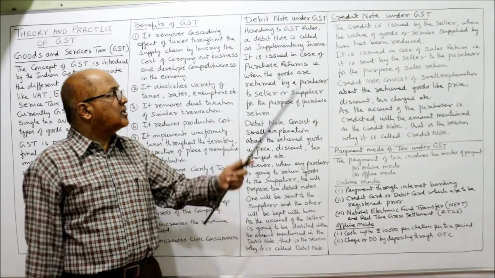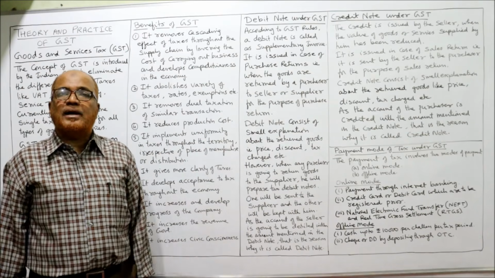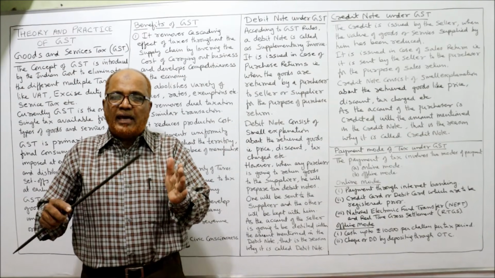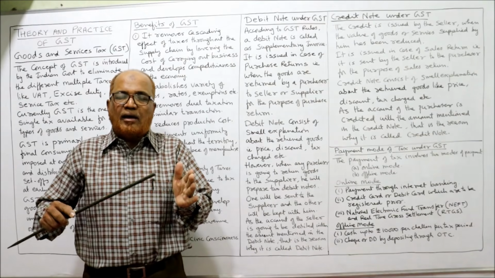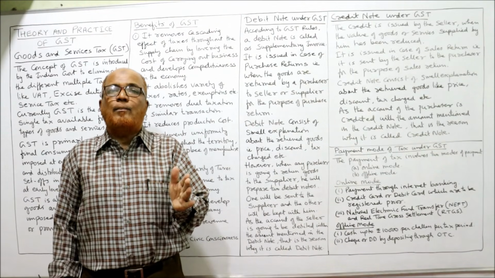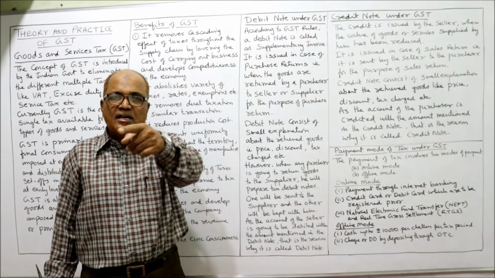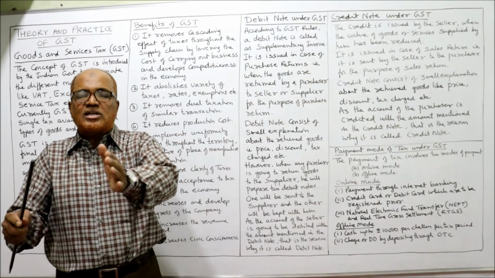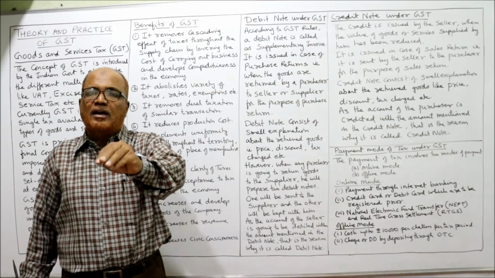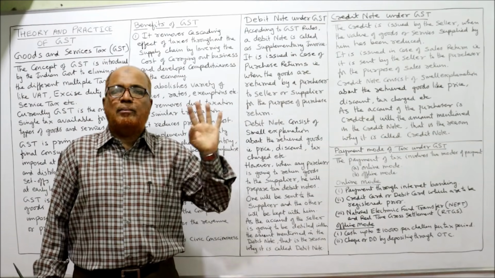What is this debit note? It is issued in case of purchase return. For example, ABC company is the seller and XYZ company is the buyer. The purchaser is XYZ company. After purchasing the goods, XYZ company returns some goods to ABC company.